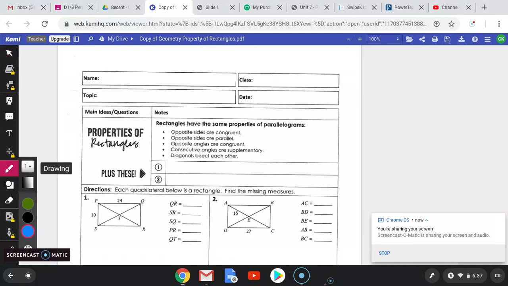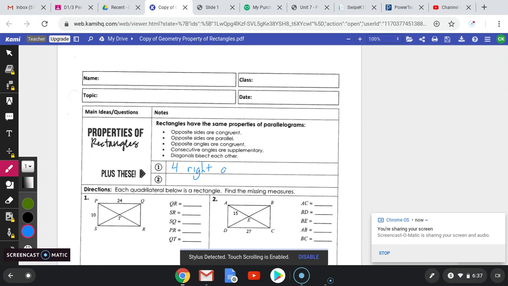The first thing is that it has 4 right angles. And again, when we talk about these right angles, we're talking about the corners. And not only do the diagonals bisect each other, the diagonals here in a rectangle are congruent.